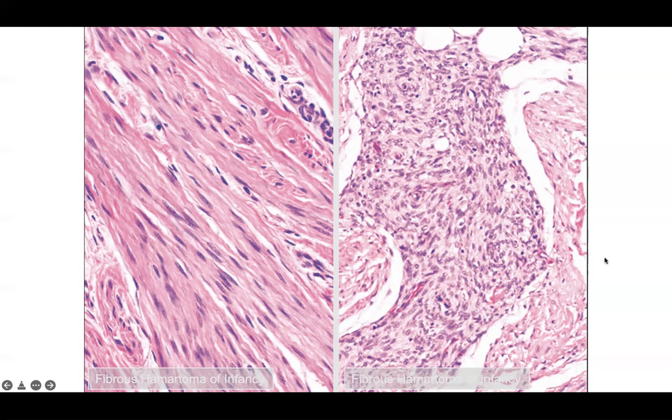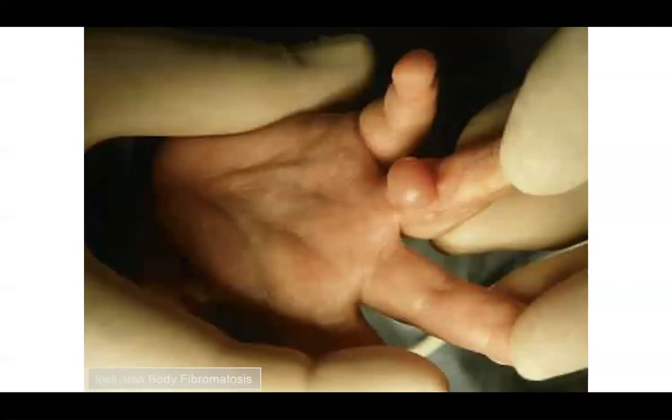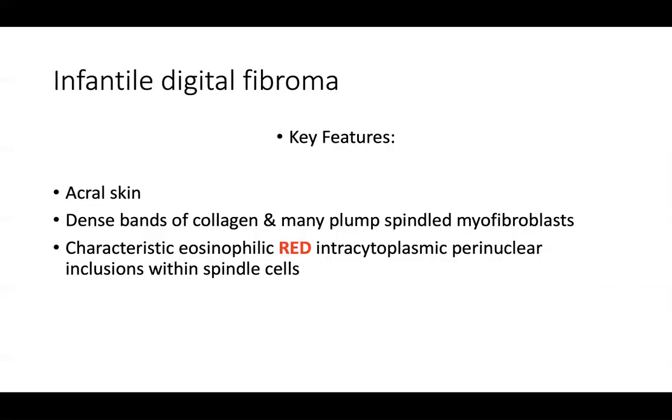Moving on to infantile digital fibroma. This is also known as inclusion body fibroma because you will often see these little small pink inclusion bodies within the infantile digital fibroma or fibromatosis. It does often extend deep and it often recurs. So here is a good example of an inclusion body fibromatosis.